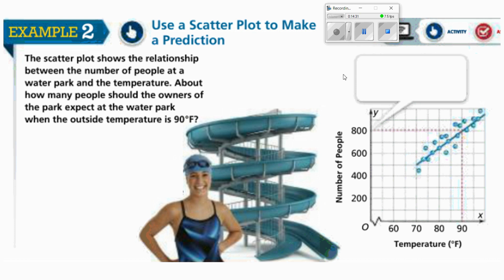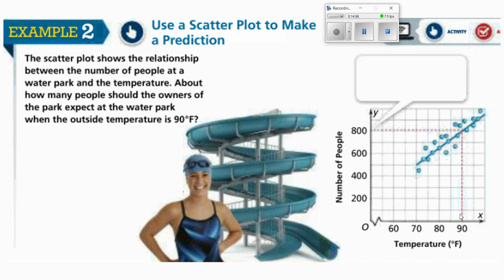All right, next we're going to example 2. Use a scatter plot to make a prediction. The scatter plot shows the relationship between the number of people at a water park and the temperature. So about how many people should the owners of the park expect at the water park when the outside temperature is 90 degrees?